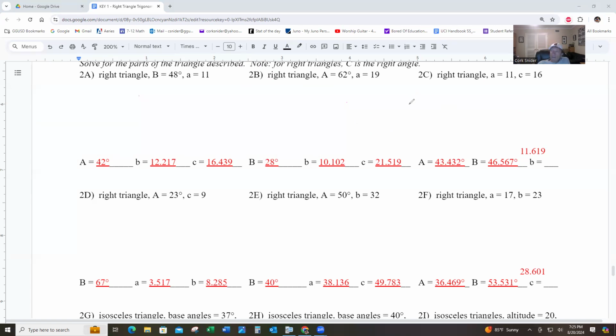Okay, so we got A, I'll put A here. A is 11, C is 16, and we don't know what B is. Okay. So there's a couple of ways to do B. One way is just to do the Pythagorean theorem. You could, which will be 16 squared equals 11 squared plus, by the way, this is a right angle, plus B squared. So 16 squared minus 11 squared, square rooted. Okay, basically. Let's try that.